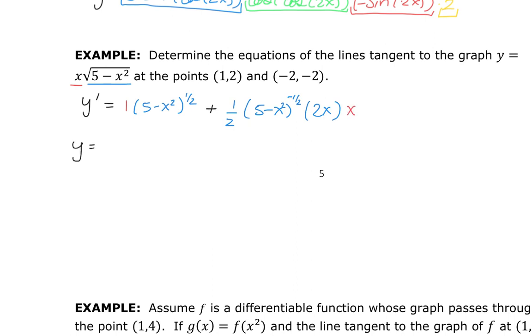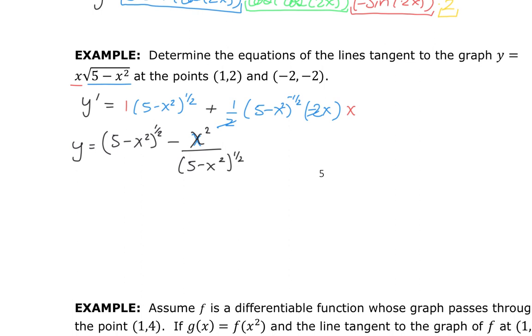So I have y prime is equal to 5 minus x squared raised to the 1/2, plus, that should be a minus 2x. Should be a minus 2x. So it'll be a minus, not plus. So minus, now this 2 and this 2 will cancel, so I have a minus, and then I have an x and x squared. So I'm going to have x squared over 5 minus x squared raised to the 1/2.